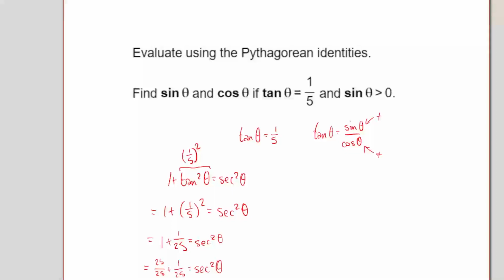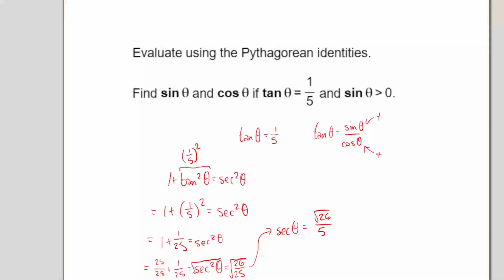And we can see that secant squared theta is just going to be 26 over 25. Now what we can do is take the square roots on both sides, and we will get that secant theta is equal to the square root of 26 over 5, because the square root of the top is just the square root of 26, and the square root of the bottom is just the square root of 25, which is 5.